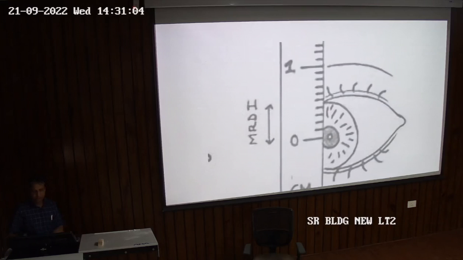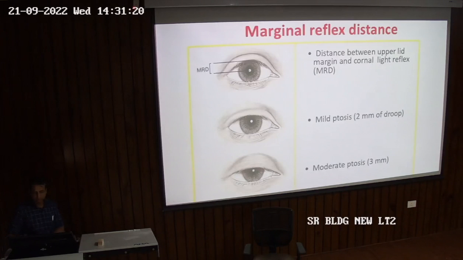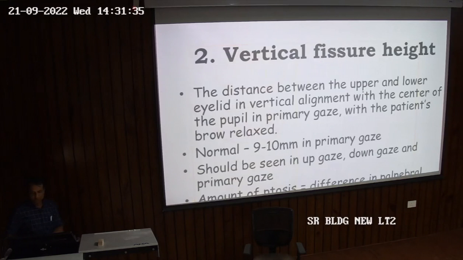So in this picture you will see, with the help of a scale, we will keep the 0 at the light reflex and we will measure the distance between this light reflex and the upper eyelid margin. So the distance between the upper lid margin and corneal light reflex is the MRD. In mild ptosis there will be 2 millimeter of drop, in moderate 3 millimeter, and severe ptosis there will be more than 4 millimeter.